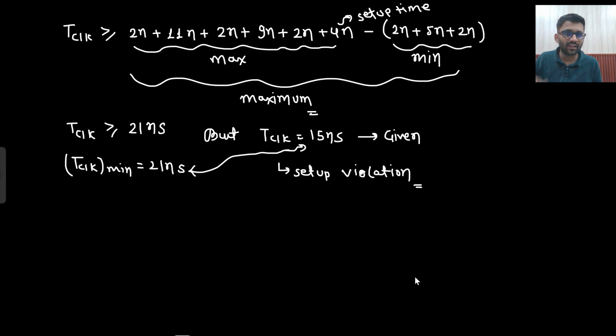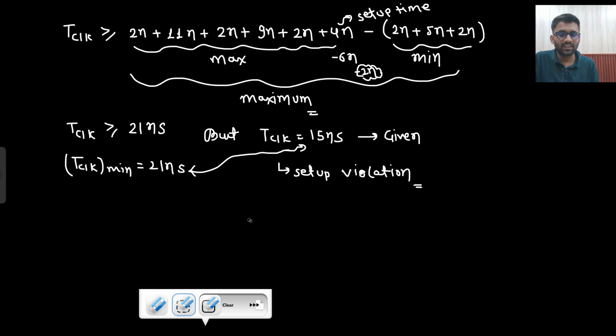By 6 nanosecond, right? If I subtract 6 nanosecond, if my setup time was minus 2 nanosecond, then there was no issue. I would have gotten T clock should be greater than 15 nanosecond only. Here you can see this is becoming 21 and 15 is required. So 6 you need to subtract.